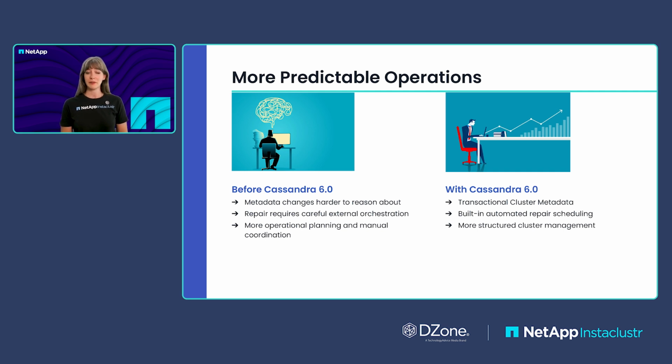Automated repair is another important operator-focused update. Repair is critical for keeping replicas consistent, but it has traditionally required careful planning and external orchestration. Cassandra 6.0 brings more of that repair scheduling into the database itself.